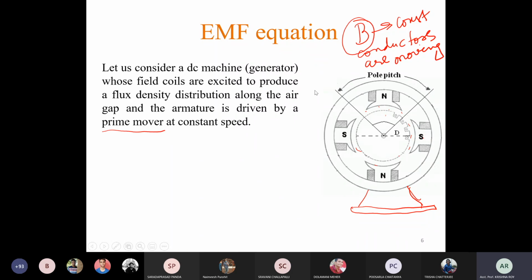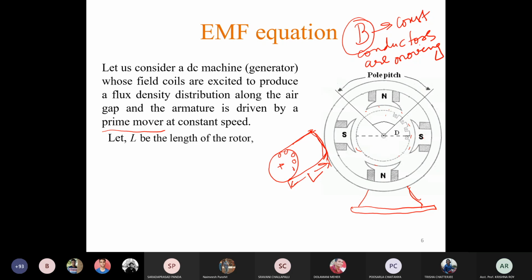So let us assume the machine parameters. Let L be the length of the rotor. This is actually the cross sectional view of the rotor. The rotor is cylindrical in shape, so it must have some length. These are the slots in which the conductors are placed, and this is the shaft. So let us consider that length is L.